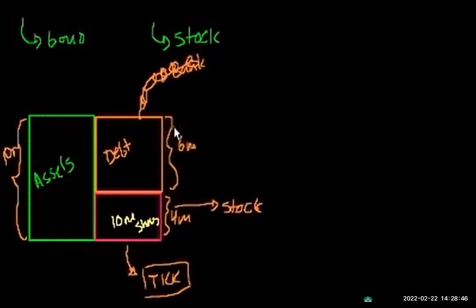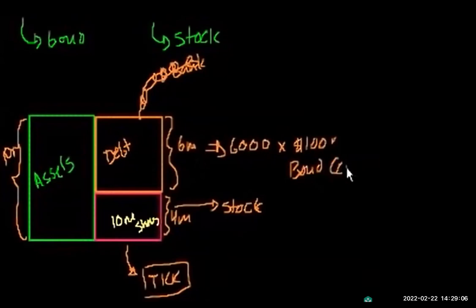You could divide this into 6,000 bond certificates, right? So this could be 6,000 bond certificates. Let's see, 6 million divided by 6,000, that's 1,000, right? So it could be 6,000 times $1,000 bond certificates.